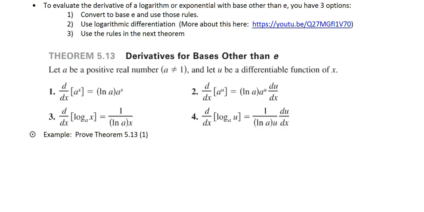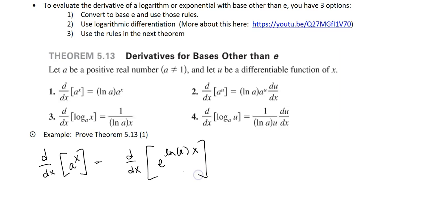So I'm going to prove the first one just using the fact that a to the x is e to the natural log of a times x. And this will show you how you would use that first step as well if you wanted to convert to base e. So the derivative with respect to x of a to the x is equivalent to the derivative with respect to x of e to the natural log of a times x, because those two are equal. If we let that be the derivative with respect to x of e to the u, the rule says we get e to the u times u prime.